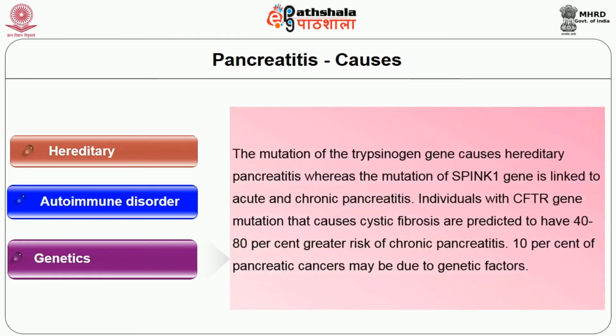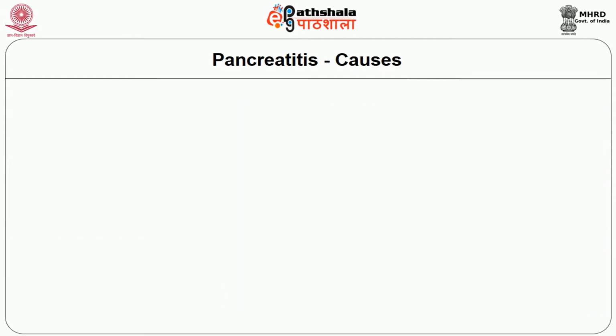Genetics. The mutation of the trypsinogen gene causes hereditary pancreatitis, whereas the mutation of the SPINK1 gene is linked to acute and chronic pancreatitis. Individuals with CFTR gene mutation that causes cystic fibrosis are predicted to have a 40 to 80% greater risk of chronic pancreatitis. 10% of pancreatic cancers may be due to genetic factors.